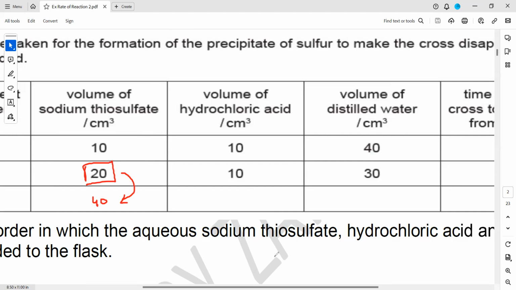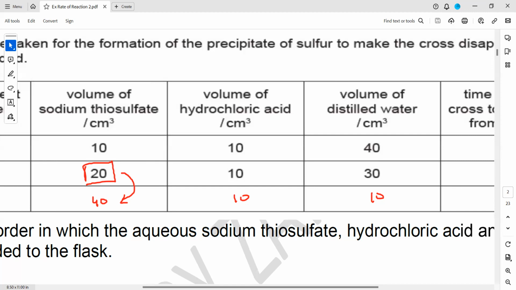Hydrochloric acid: he did not change the amount, so we won't change it. So how much distilled water should I use? What should be the amount of distilled water? We should use 10. Why 10? Because, as I mentioned, we want to keep the total volume of the solution the same, so that the volume of a substance in a mixture is proportional to concentration. So we should use 10 here.